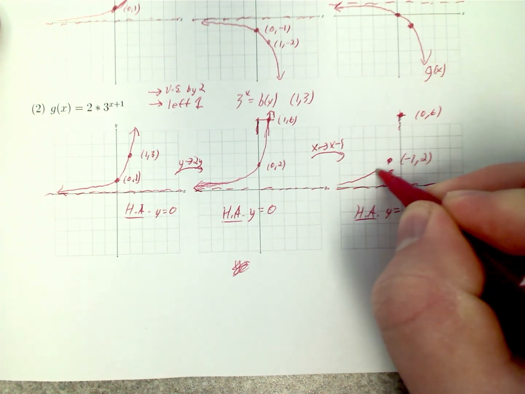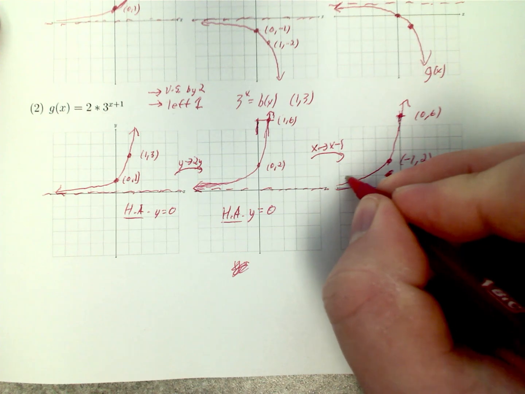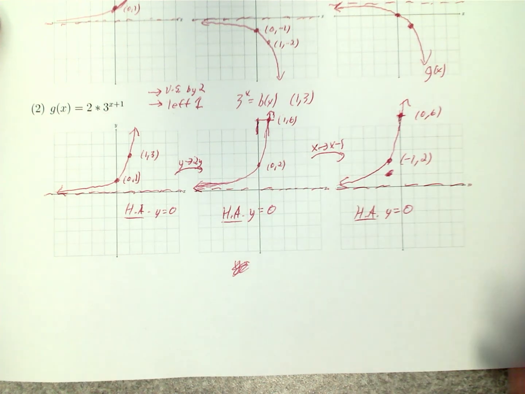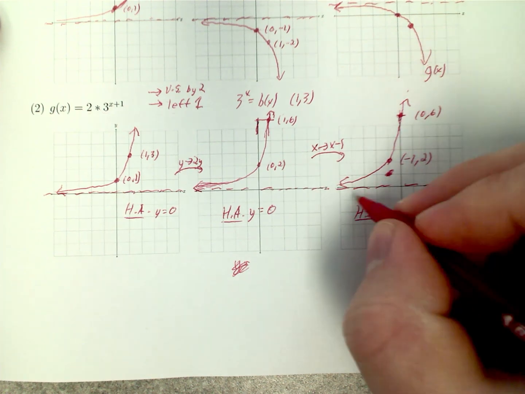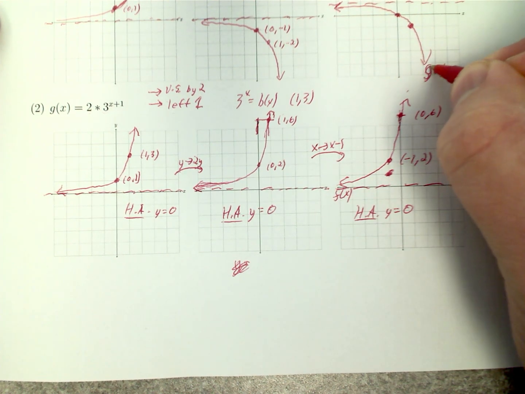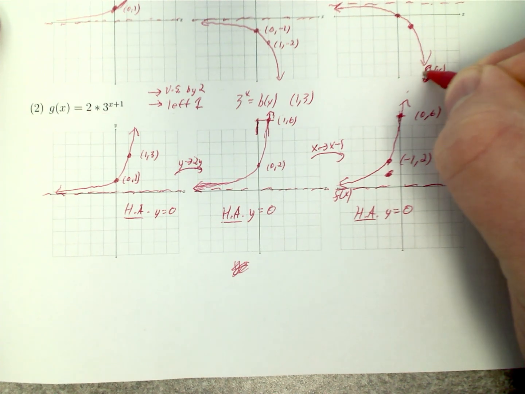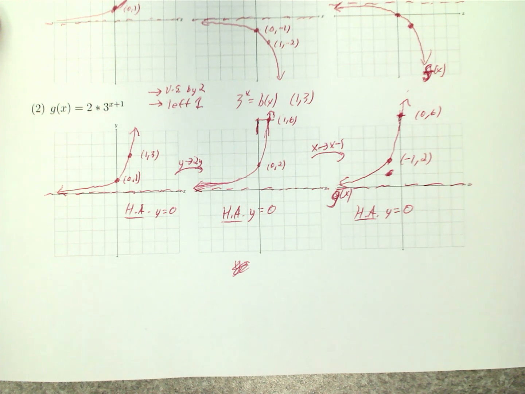Let me just make our graph. And this is what we get. This is our g of x. This is our f of x. I notated it wrong up there. This is f of x, this is g of x. Excuse me, this is g of x.